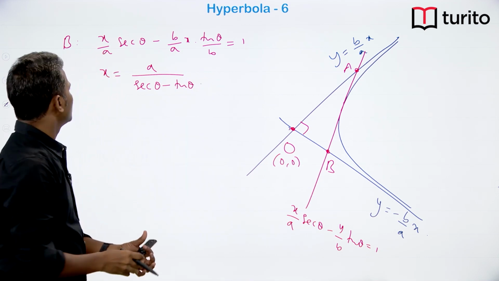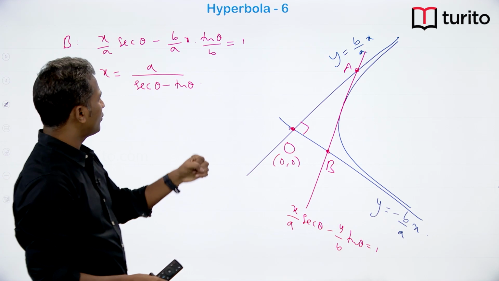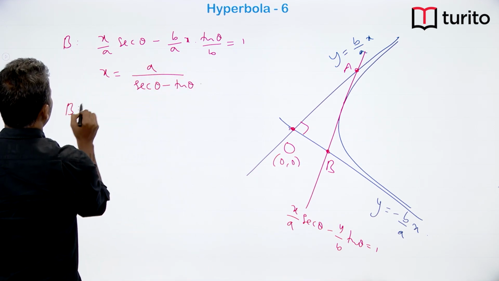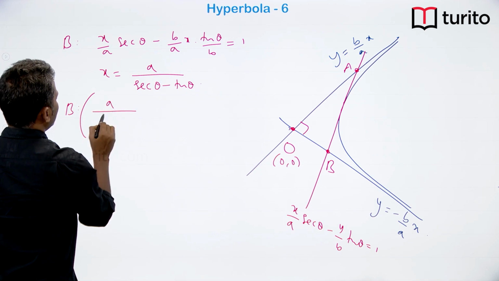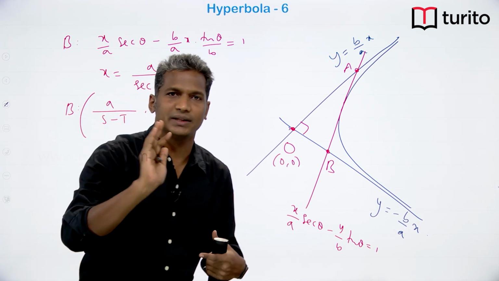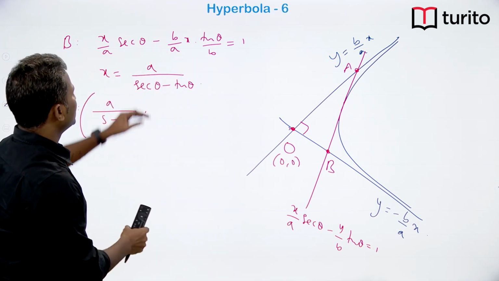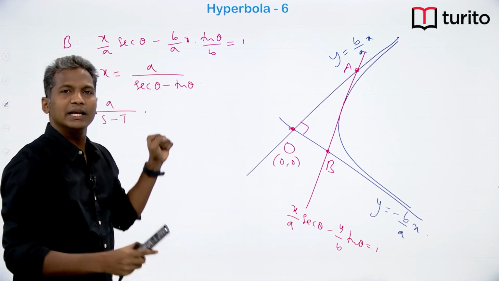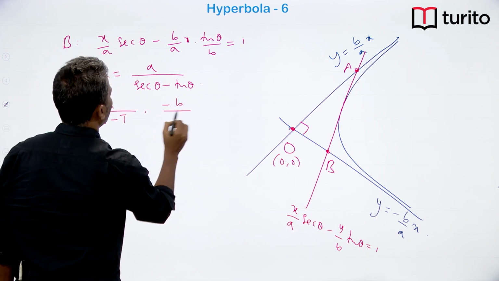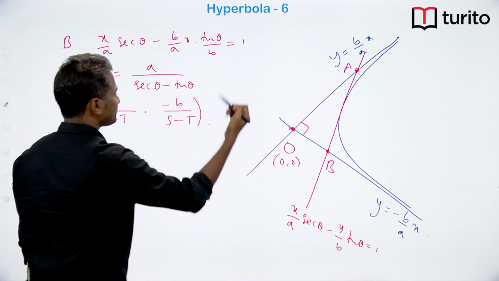Okay. So, that is the x coordinate, and the y coordinate can be directly calculated. So, I can say that x is going to be a by sec theta minus tan theta, s means sec theta, t means tan theta, and this into minus b by a will give me the y coordinate. So, that will give me minus b by s minus t.